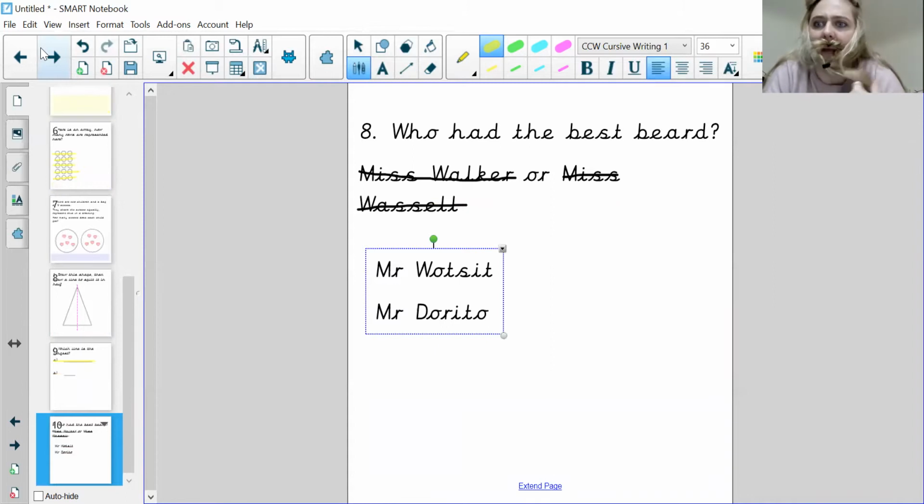Okay, and the last question. Who had the best beard? Mr. Whatsit or Mr. Dorito? Now let me just give you another quick look at mine. I'm Frank or Mr. Whatsit. This is my beard. What do you think? Perfect for stroking and thinking.